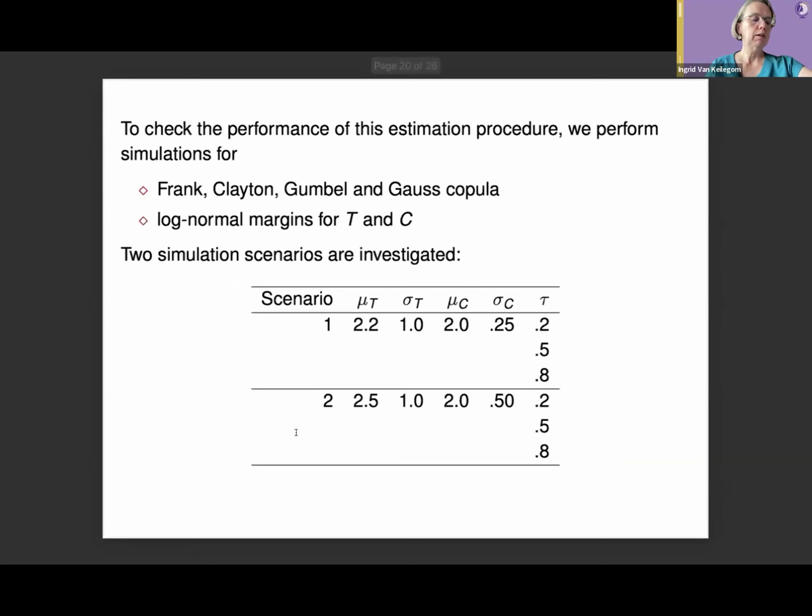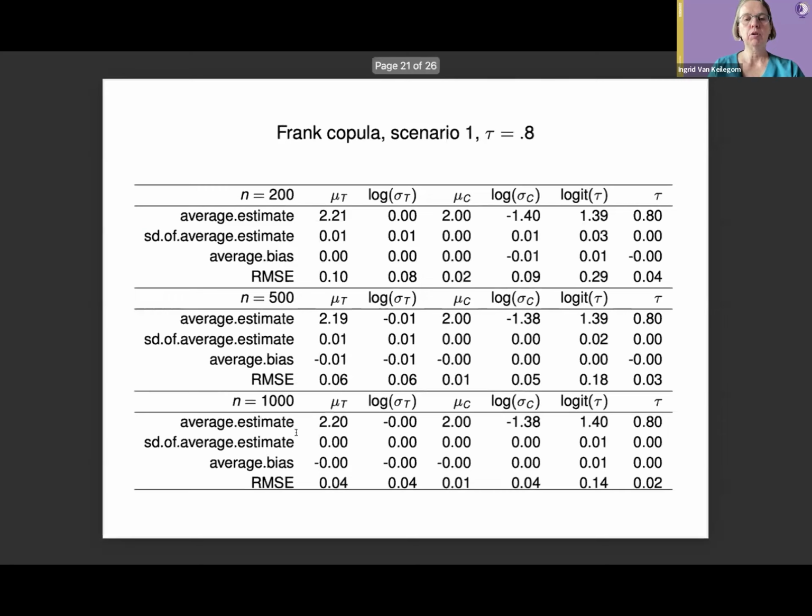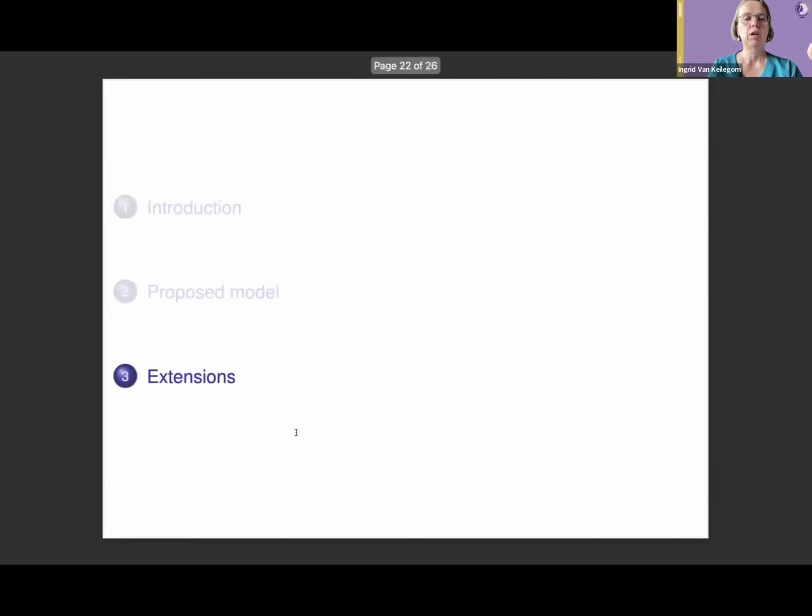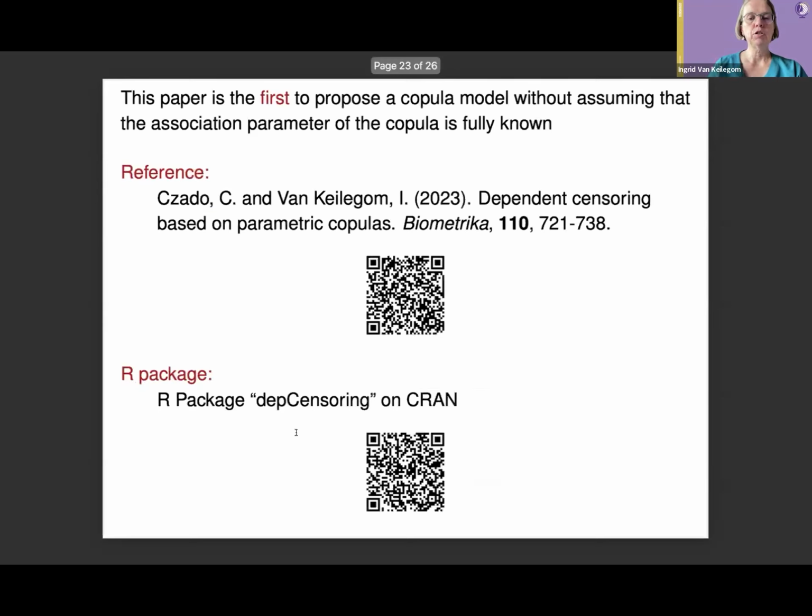Okay, I think in the interest of time, I will skip the simulations. So we do have simulations in the paper that show that everything works well. So the bias is quite small. The variance gets smaller with the sample size, etc. So let me maybe still talk about a few extensions for the remaining 5 minutes.